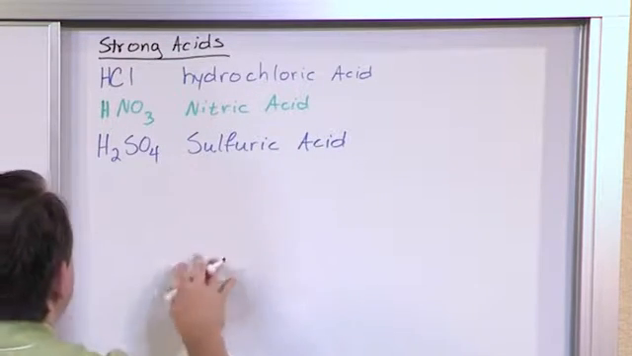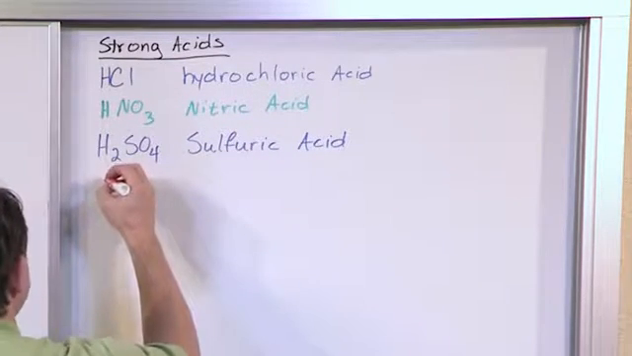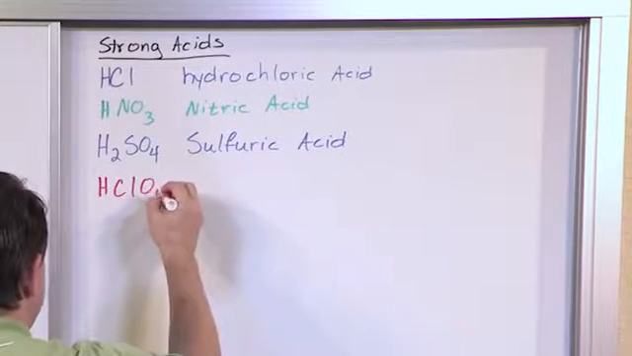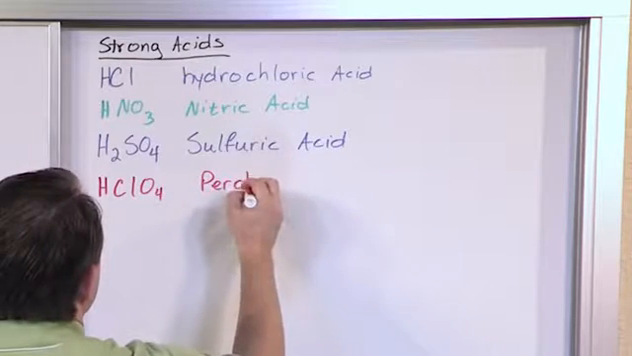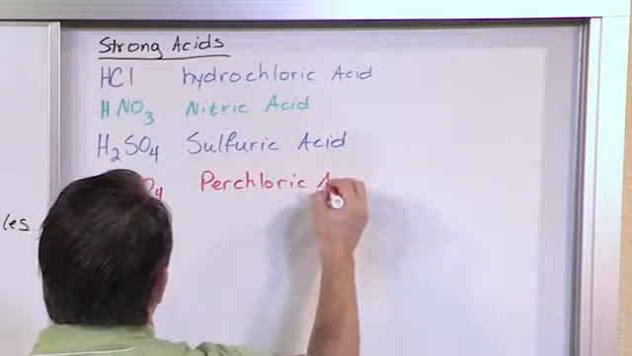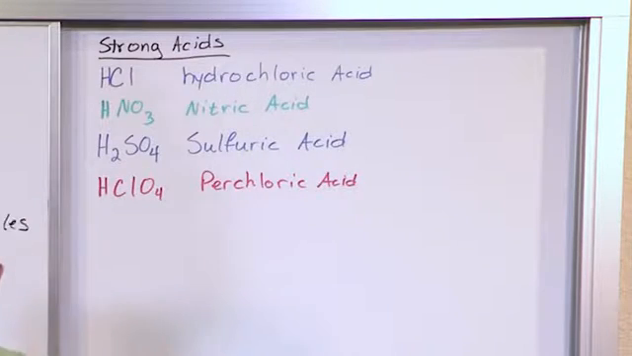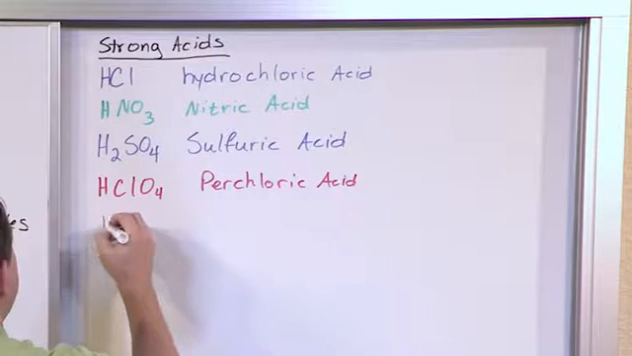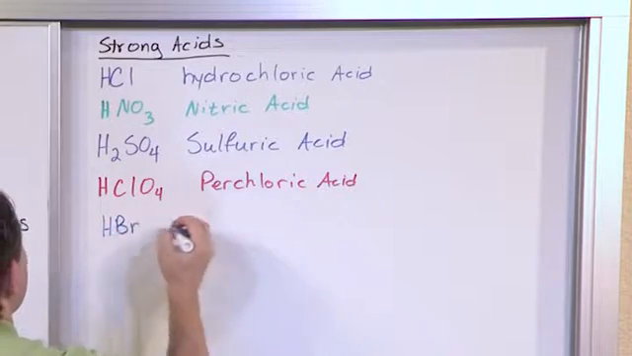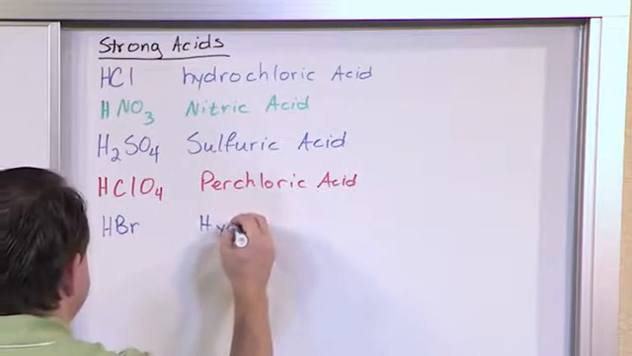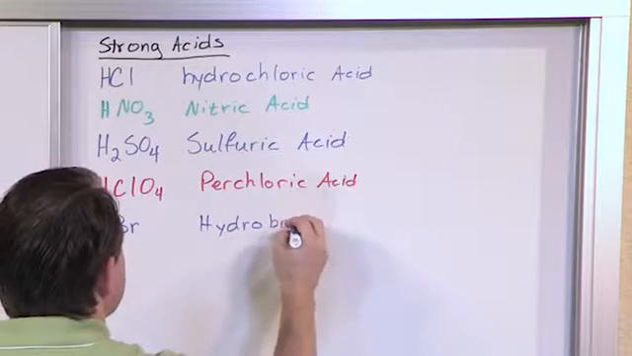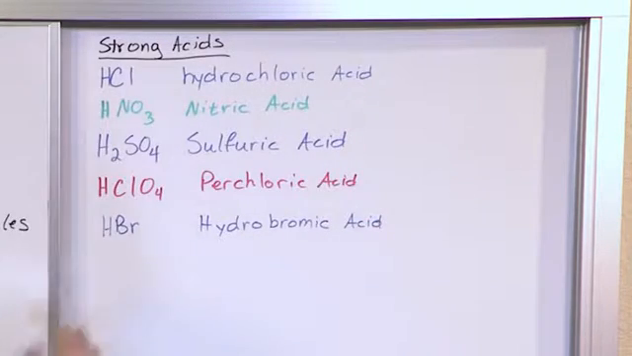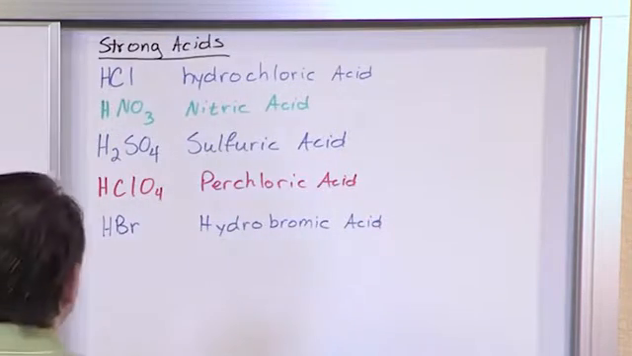All right, now we get into some names you may not have heard so much. Here's perchloric acid, and to get that, it's HClO4, perchloric acid. All right, and after that, you have HBr, which is hydrobromic acid. Hydrogen bromine, so that yields hydrobromic acid.